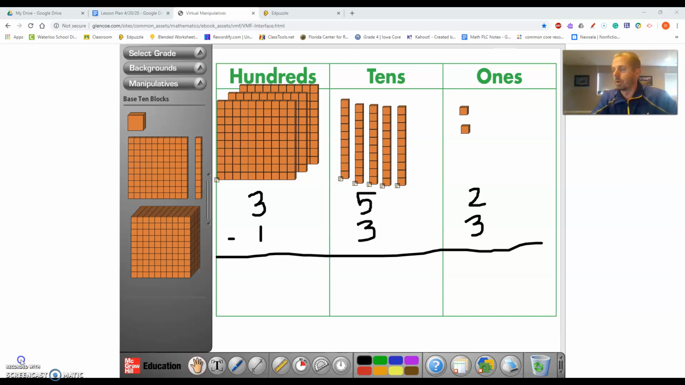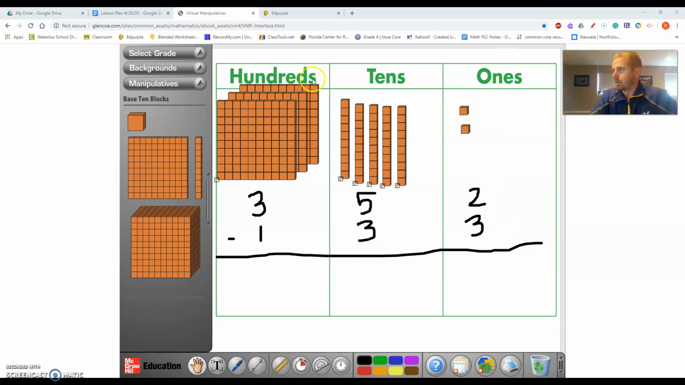Okay, so today we're going to be working on the subtraction standard algorithm. It's very similar to what we did with addition the other day, except now we're going to be subtracting. So you can see the problem set up. We have 352 and we're taking 133 away.